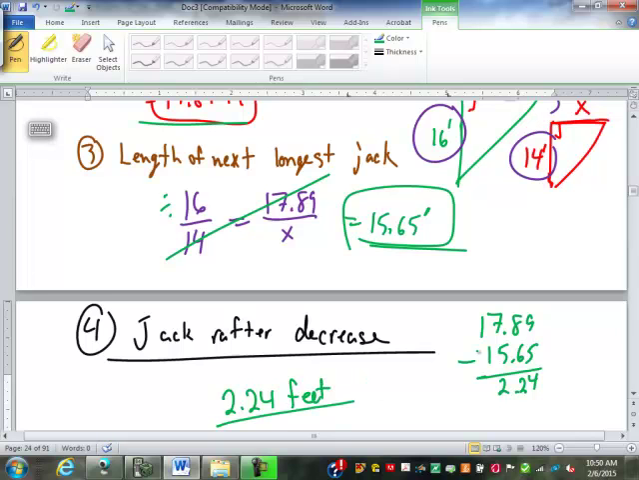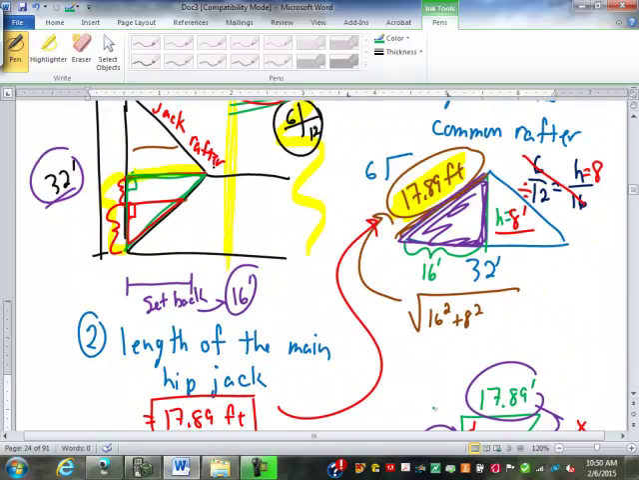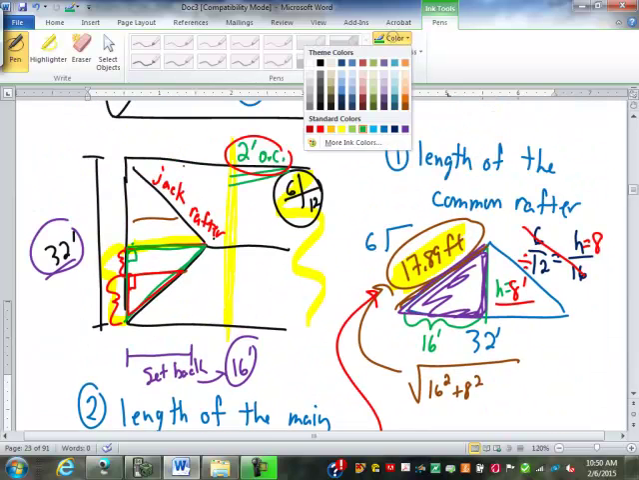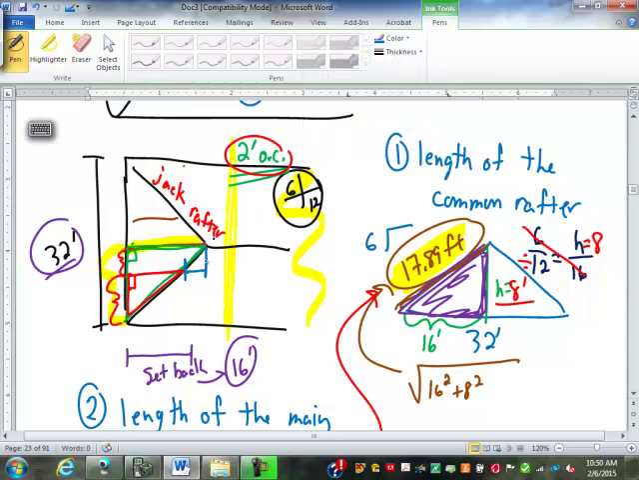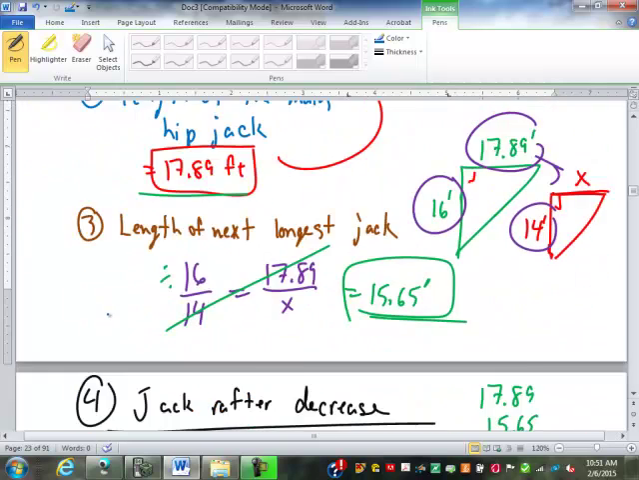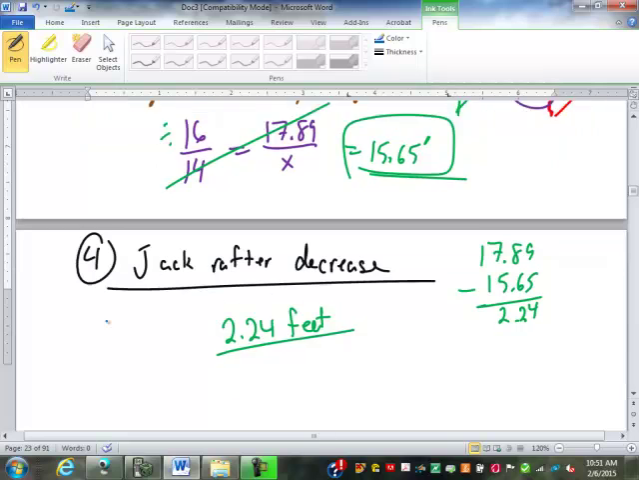The reason that is important, there's that 2.24 feet difference from here to here in length. Guess what's going to happen when we put in the next jack? Well, the difference from here to here will also be 2.24. That jack rafter decrease is the same from one to the next. So now that we know that decrease, we can go from the longest one, just keep subtracting it and get all of the lengths from there on down. And that's really all we're terribly interested in here.